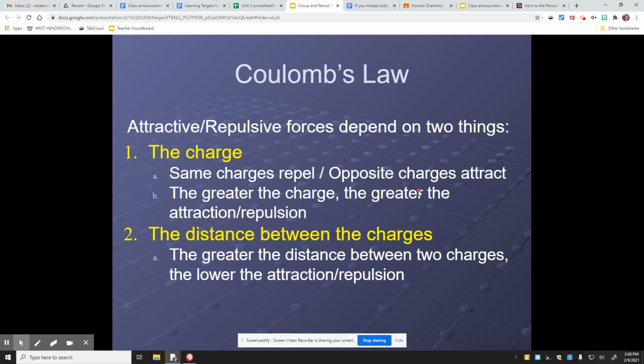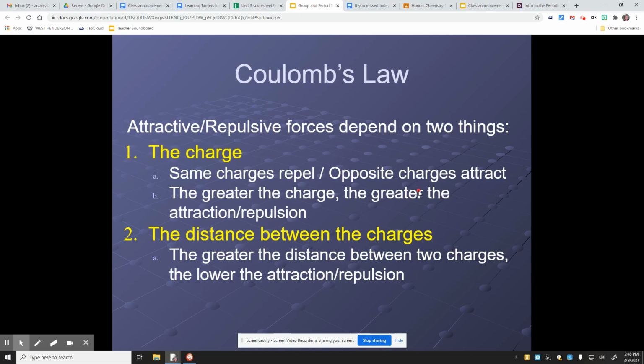But as you bring the magnets closer to each other, you're going to start to feel either the force of attraction or repulsion. The same thing happens with oppositely charged particles in an atom. The greater the distance between the electrons and that positive nucleus, the less you have a force of attraction, the less the attraction force is. If they are closer together, the force of attraction is much greater.